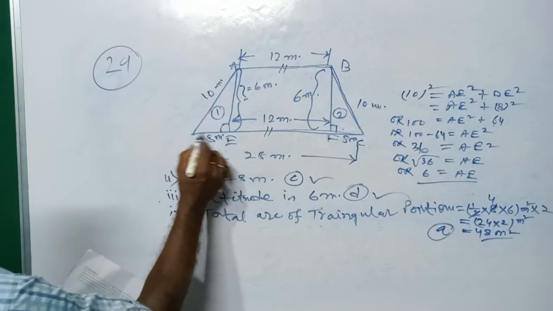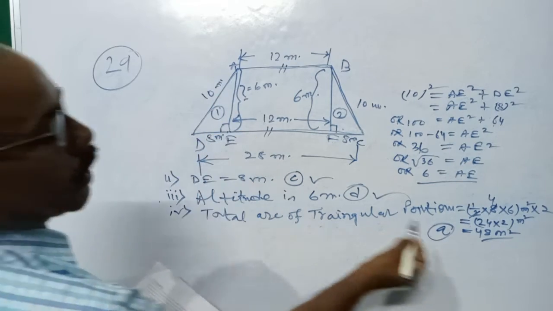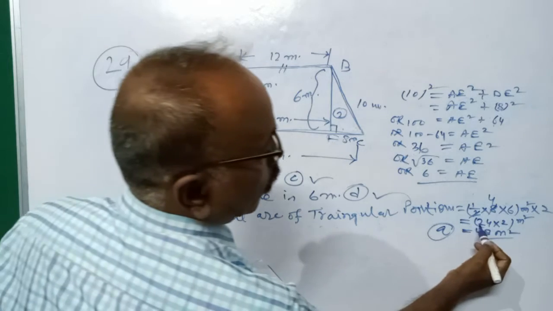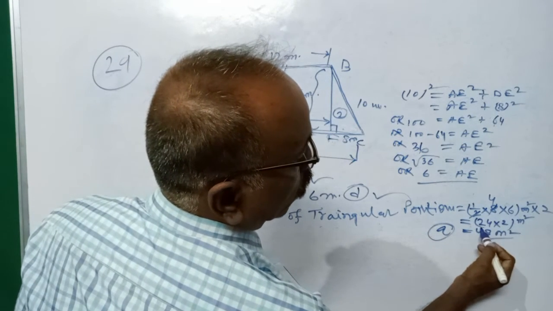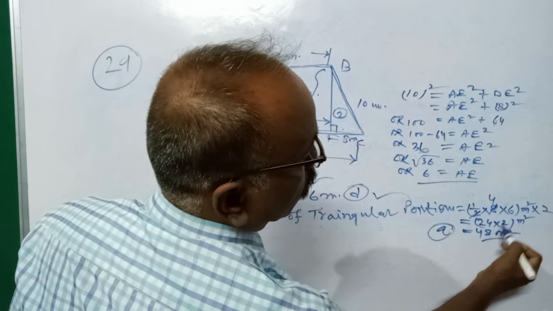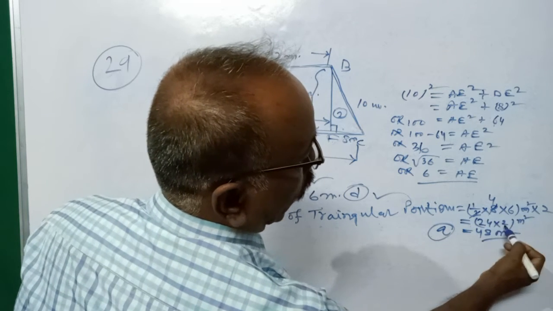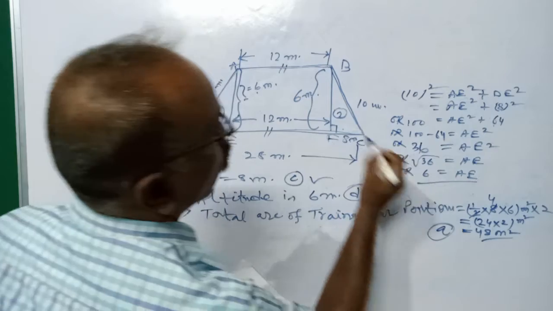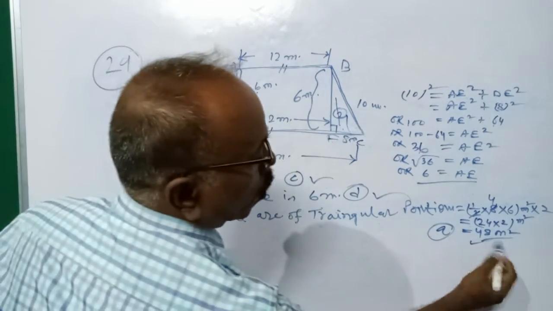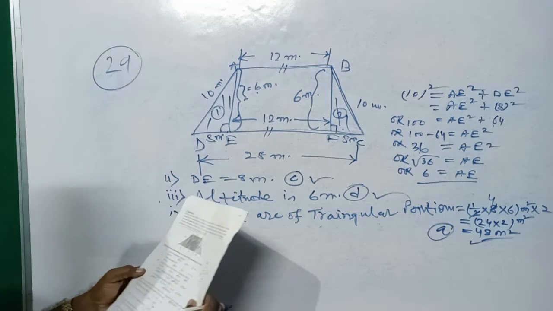Half base into height, base is 8, height is 6. So the area of the triangle is 2 4 8, 24, into 2, as there are two triangles here, the triangular portion. You see, this is the triangular portion, so 48 meter square.